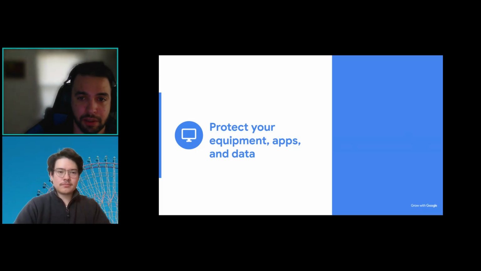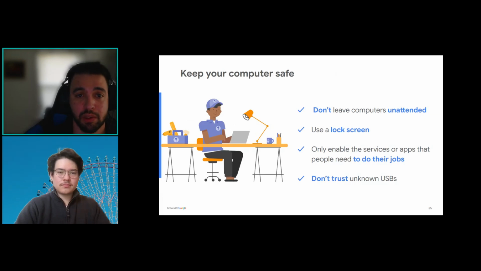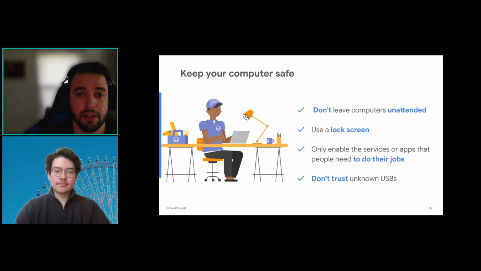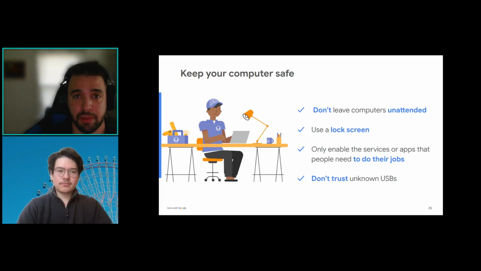Now I'm going to go into equipment, apps, and data. When it comes to equipment, you want to never leave your computer unattended, especially because one, it could get stolen, but you really want to make sure that people cannot access it, that it's at least locked. You should enable a lock screen. You should require some kind of PIN or password for anyone to sign in. So if you do step away for a few minutes, that's going to keep it private.